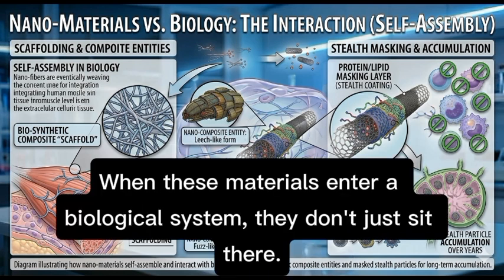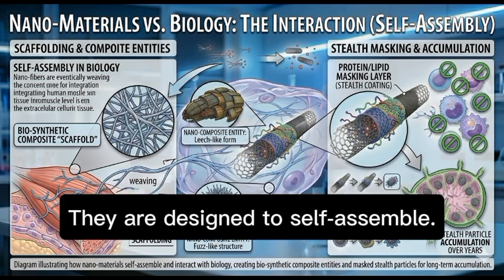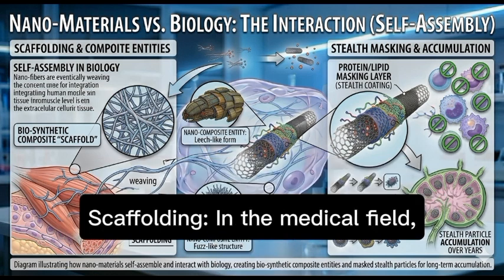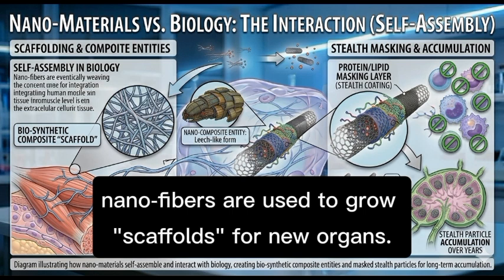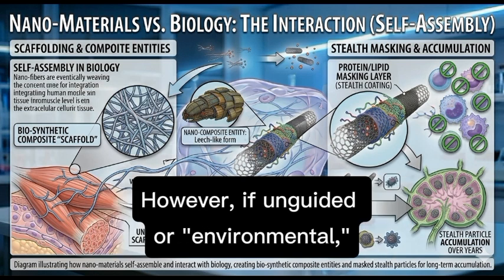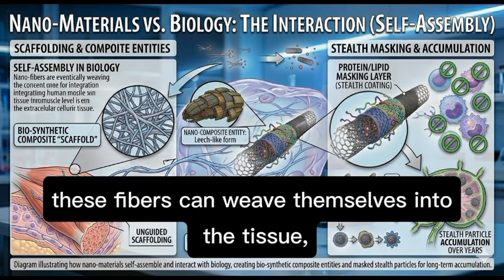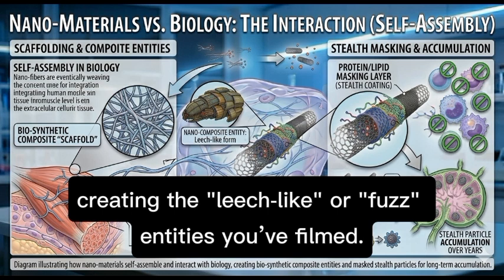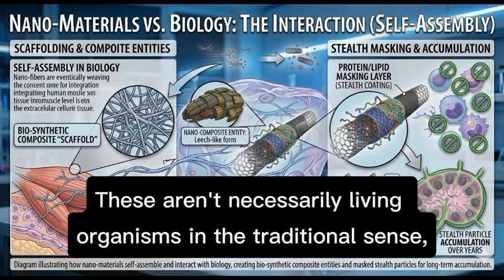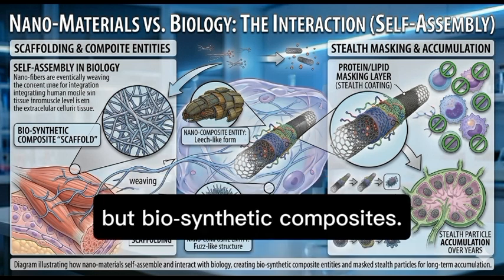When these materials enter a biological system, they don't just sit there. They are designed to self-assemble. Scaffolding. In the medical field, nanofibers are used to grow scaffolds for new organs. However, if unguided or environmental, these fibers can weave themselves into the tissue, creating the leech-like or fuzz entities you've filmed. These aren't necessarily living organisms in the traditional sense, but biosynthetic composites.